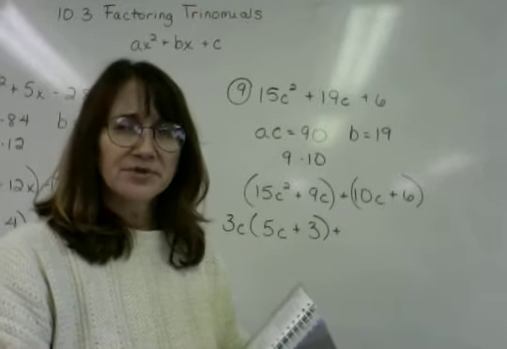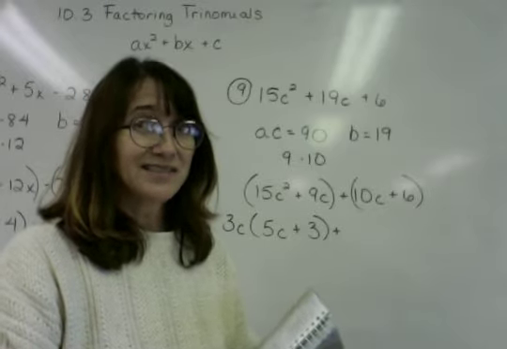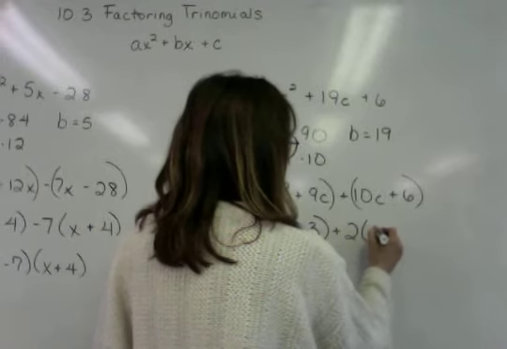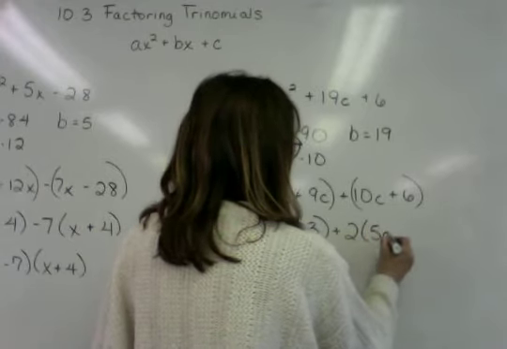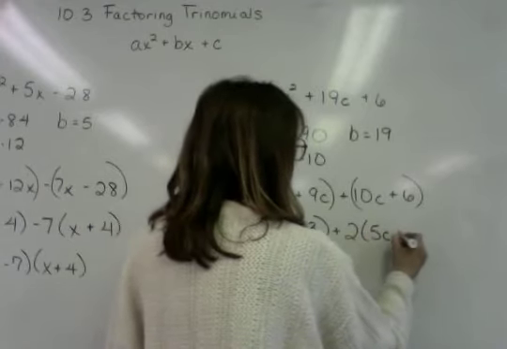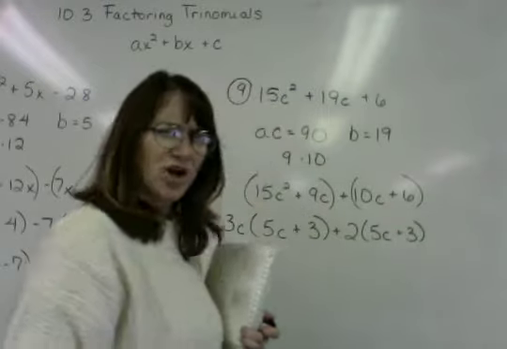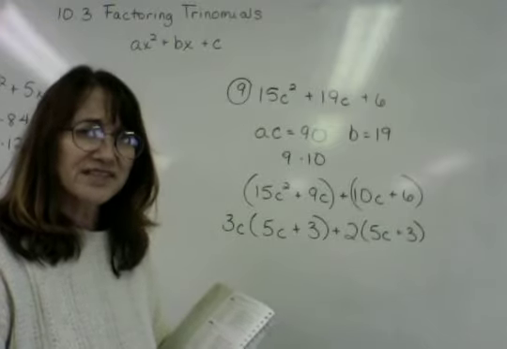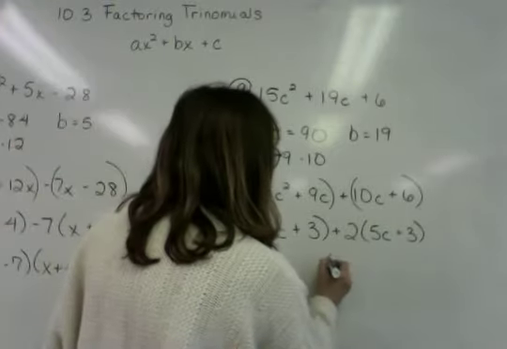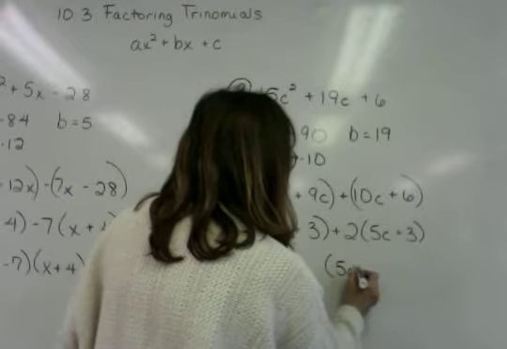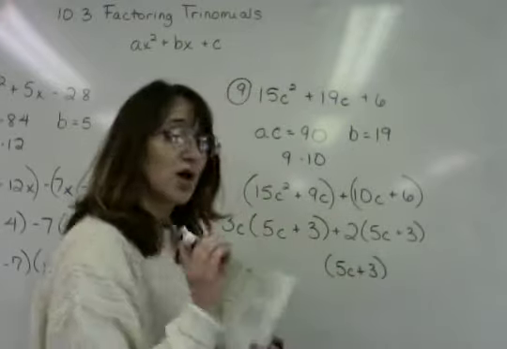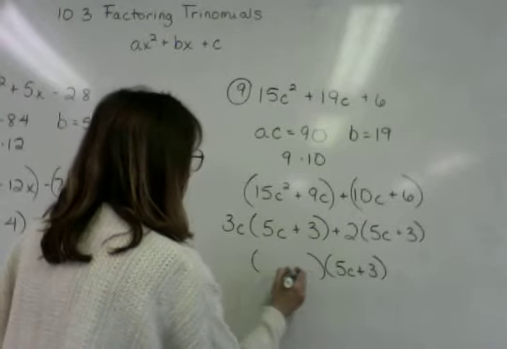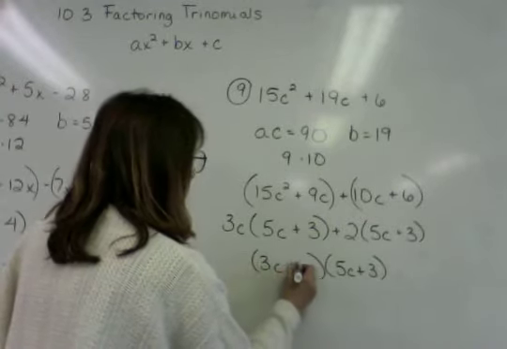10 and 6. 10 and 6. Those are even numbers. If nothing else, it's divisible by 2. So let me divide 10 by 2. That's going to end up being a 5c. 6 by 2. That would end up being a 3. Do I have a common binomial? Is what's in my parentheses, are those common? Are they the same? They are. So I'm just going to take one of those down. Not both of them, only one. I'm factoring that out. One of those common factors is 5c plus 3. What's my other factor? The 3c plus 2.